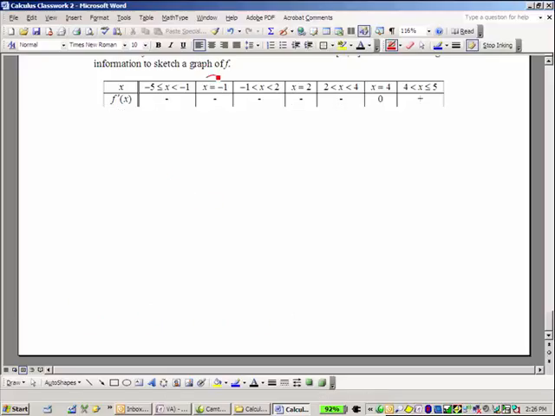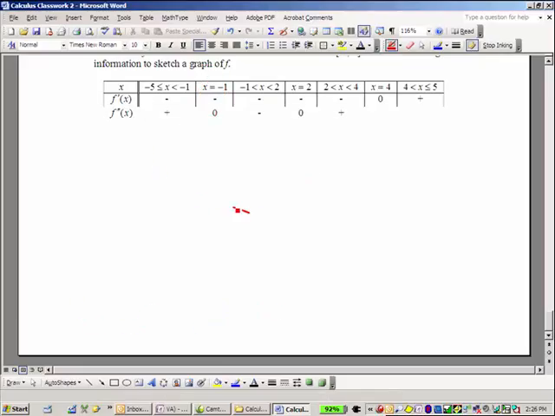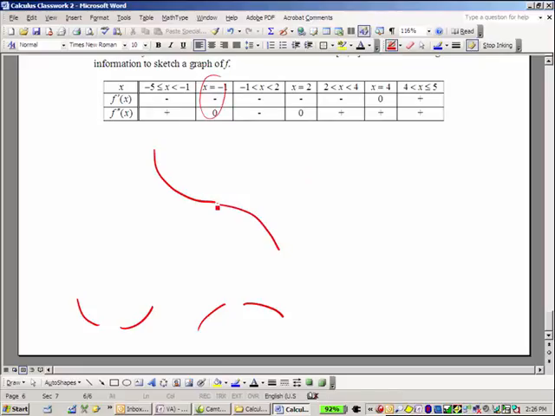I'm going to skip this for a second and go to the next interval. From negative 1 to 2, the derivative is negative, so the function is... The second derivative is negative, so the function is... So something like that? Maybe?